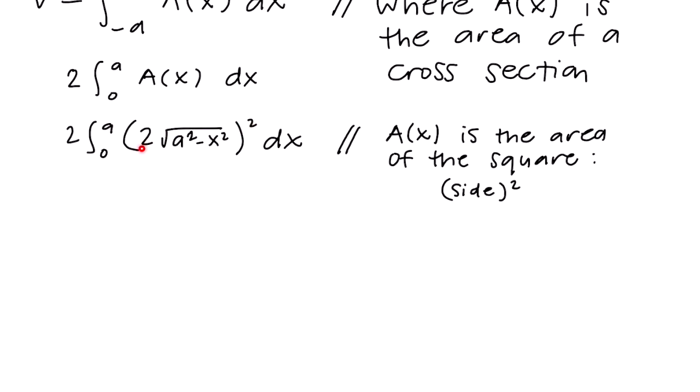So next we're going to square this expression. So 2 times 2 is going to be 4, and I'm going to bring that to the front to make a total of 8. The square root and the square undo each other so that all we have left is a squared minus x squared. We're going to integrate with respect to x.